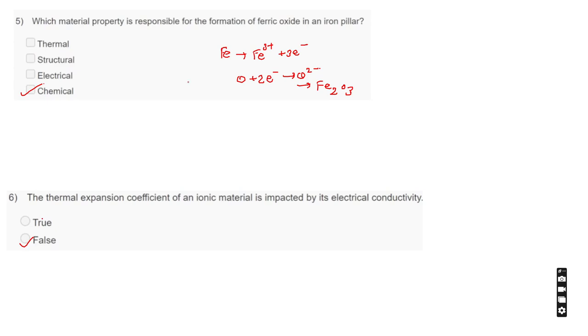No, no, it's asking about iron pillar. Iron pillar, where will that electrical circuit come? No. Corrosion, there will be ions.